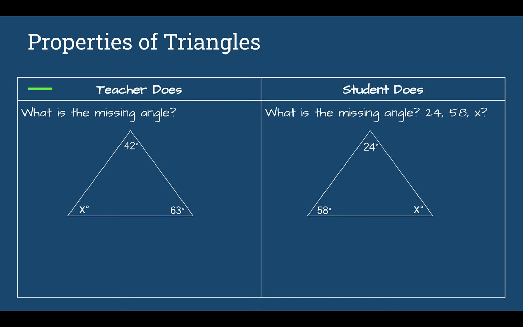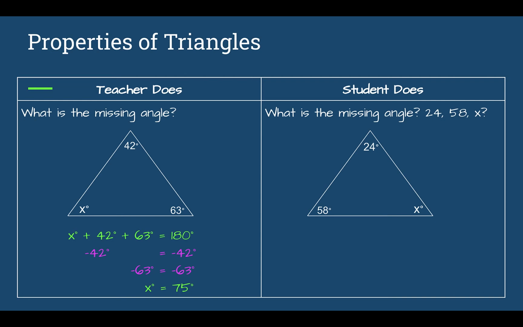Let's look at a couple examples using these properties. First, what is the missing angle? We have a triangle that has x, 42, and 63. We know those three need to add together to get to 180 degrees. So if we just subtract 42 and 63 from 180, whatever is left, x must be 75 degrees. If we substitute that back in for x, 75 plus 42 plus 63 equals 180, so we can check by re-adding the three things together.